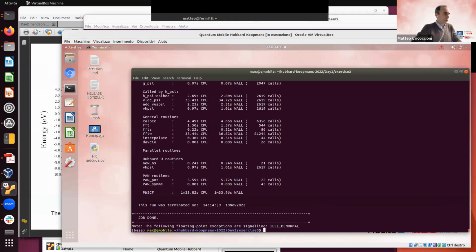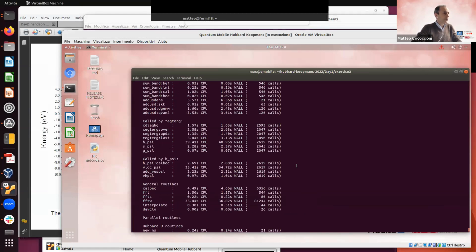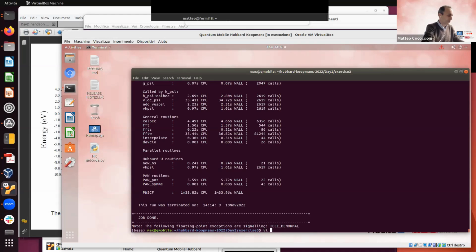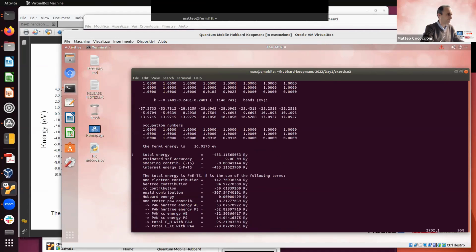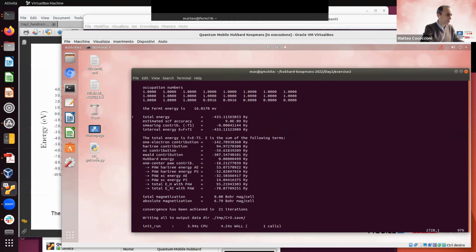Okay, so by now the calculation is finished. Let me just open the output. So here is the final summary, with all the contributions to energy. And we got total magnetization 0 with absolute magnetization different from 0, which confirms the antiferromagnetic ground state.